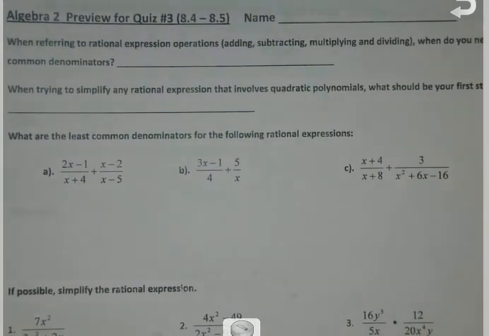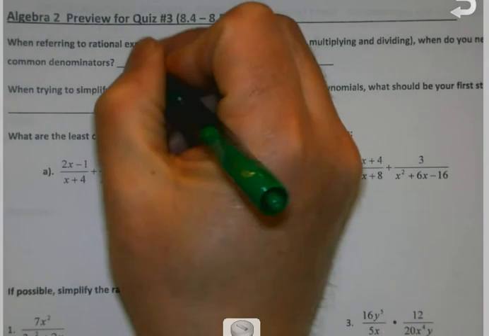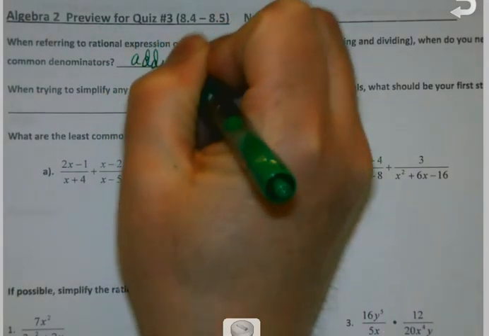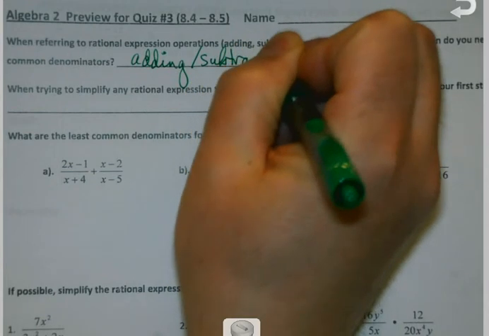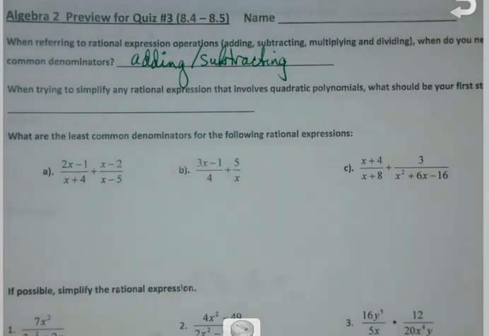So when referring to rational expression operations, add, subtract, multiply, and divide, when do you need common denominators? Out of those 4 times, when do I have to have a common denominator? When do the bottoms have to be the same or I'm stuck? Any others? All right. So when I add or subtract, I have to have a common denominator. I don't need one with multiplying or dividing. Those are just the ones where I factor, cancel, simplify, and I'm done.